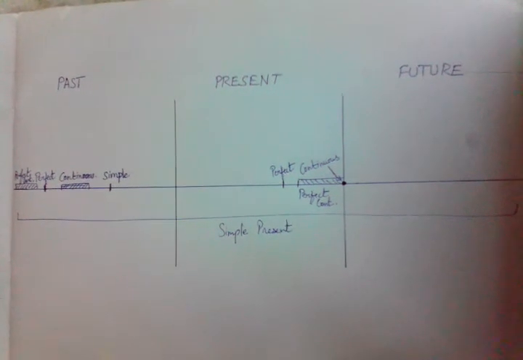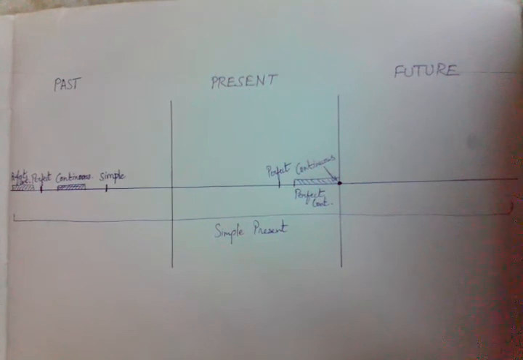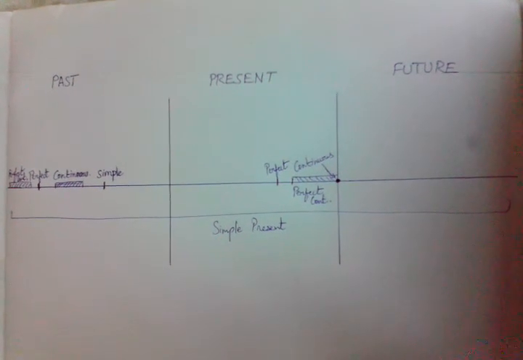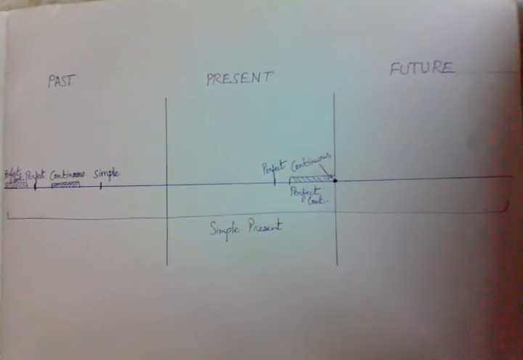The next one is future tense. Now the first one here is simple future. Simple future is used when you are talking about something that you expect to happen at a point of time in future. For example, she will go to school.